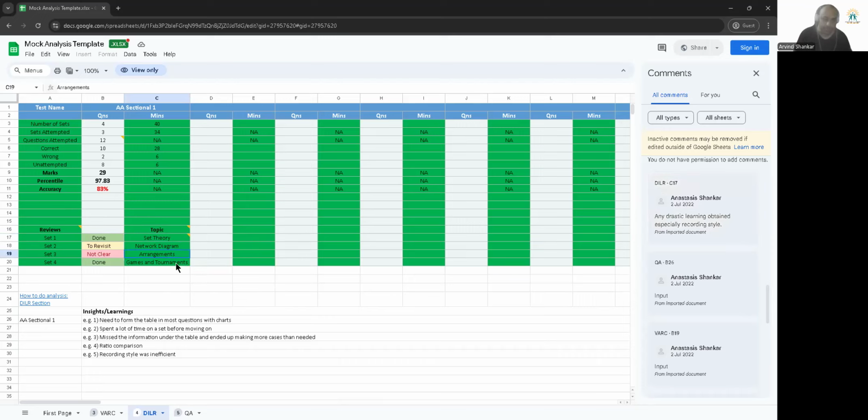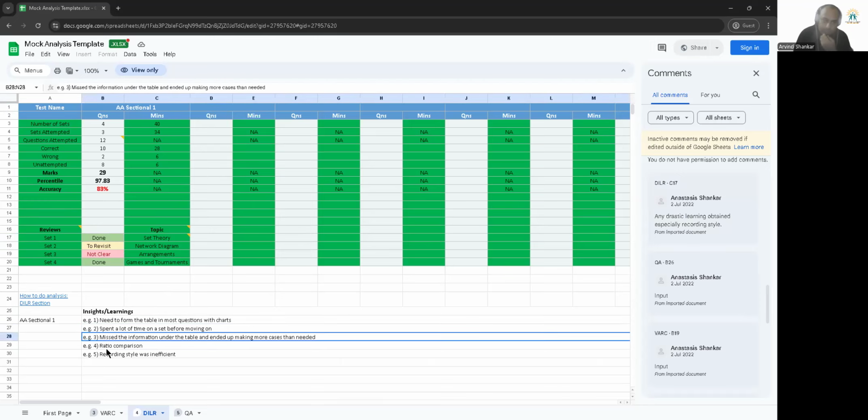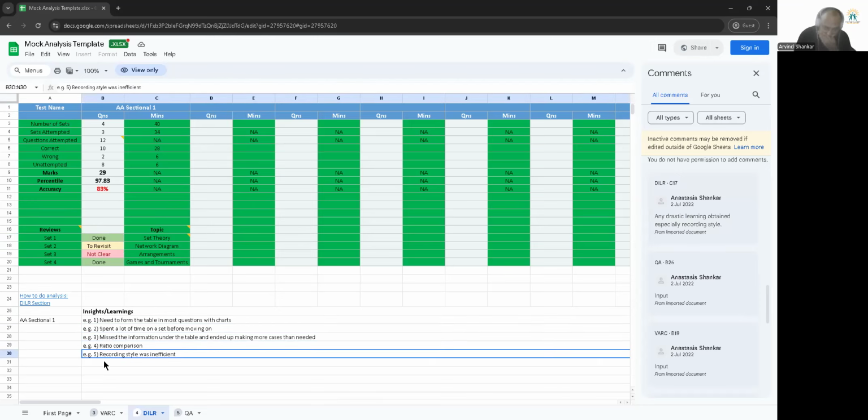Then network diagram, then arrangement, then games and tournaments. You can have your own naming convention depending upon where you're getting your coaching from. They will have their own names. So accordingly, put that down. For the next test, you simply write down the name of that test, put down all these data points, move on. Then I've also put down some examples of what sort of errors people end up making.